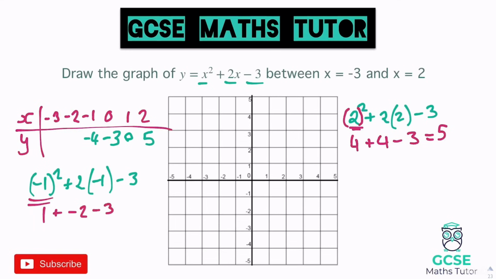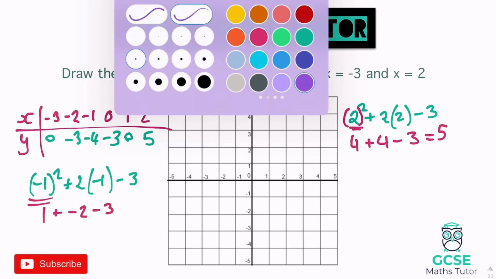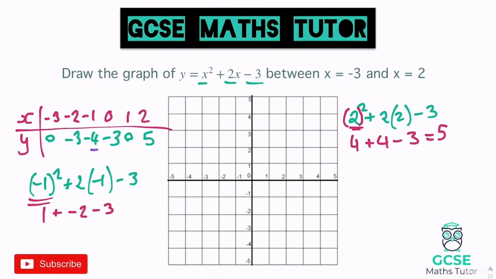There we go. Let's have a look at the next one. Negative 2 squared is 4. Add negative 4 is going to be 0. And then take away 3 gives us negative 3 again. And then onto the negative 3. Negative 3 squared is 9. Add 2 lots of that, so negative 6. So 9 take away 6 is 3. And then take away 3 again gives us 0. So you can probably see a bit of a pattern here. Look at that negative 4 in the middle: either side of that we've got negative 3, either side of that we have 0, and then we have the additional 5 there. But let's just plot these and see what it looks like.